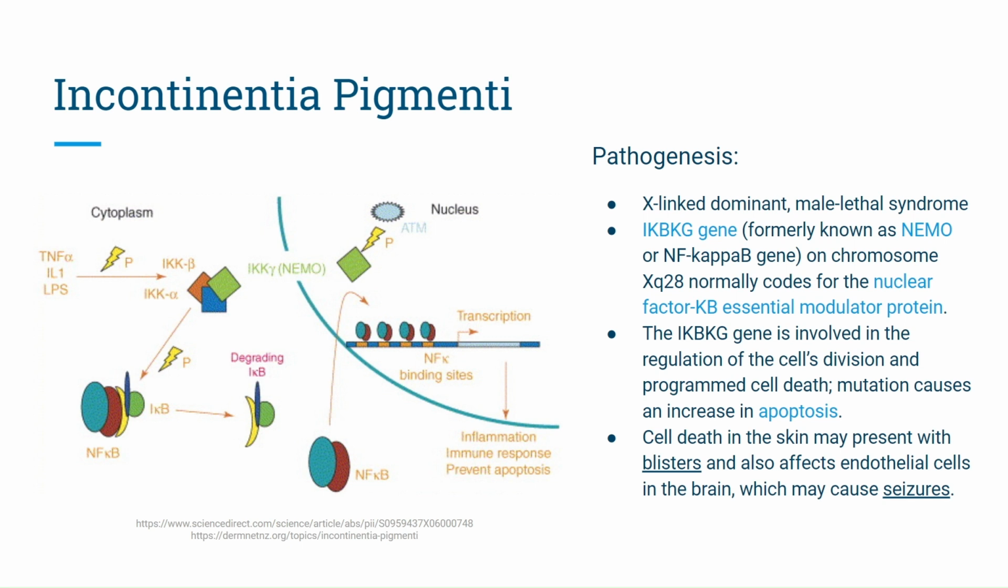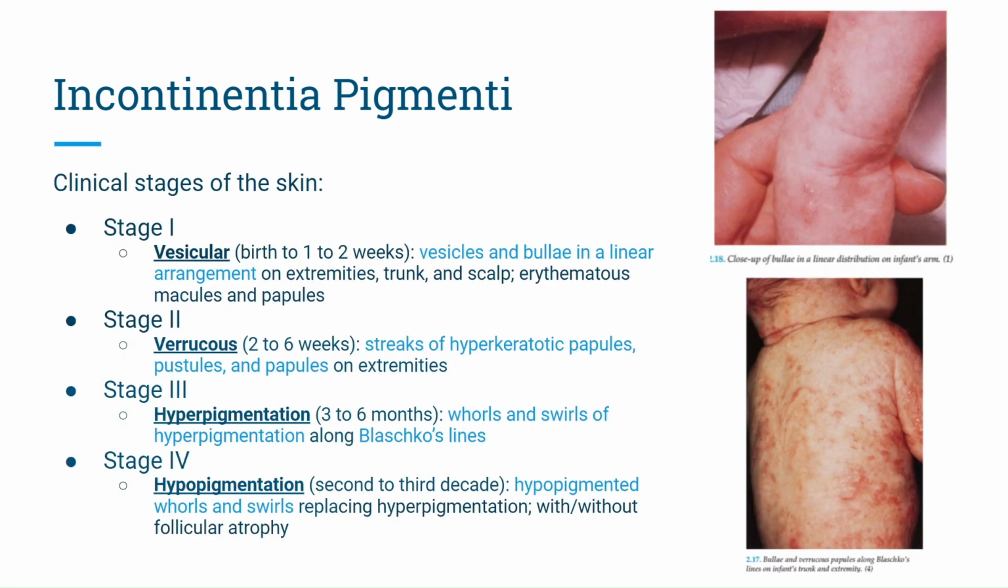Cell death in the skin may present with blisters and also affects endothelial cells in the brain, which can cause seizures. The stages are incredibly important. Knowing the timeline, how they appear, and what appears is often how people will test you on this disease. Stage 1 is a vesicular pattern where you see it early in the first 1 to 2 weeks after birth. Classically marked as vesicles and bullae, and usually in linear arrangements.